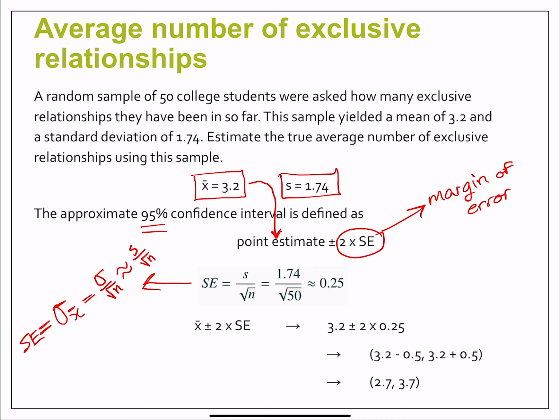Professor, I'm sorry. Can you say that again, the little hint you said? I said if you see a proportion or percentages in the scenario, then it's likely that we're looking for a population proportion. But if you see a mean and a standard deviation in the scenario, it's likely that we're looking for a population average or population mean.